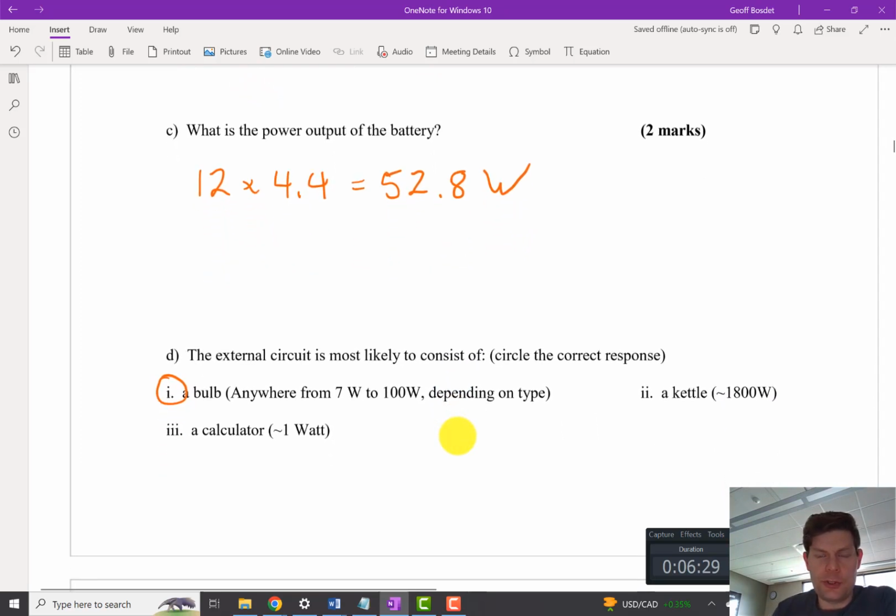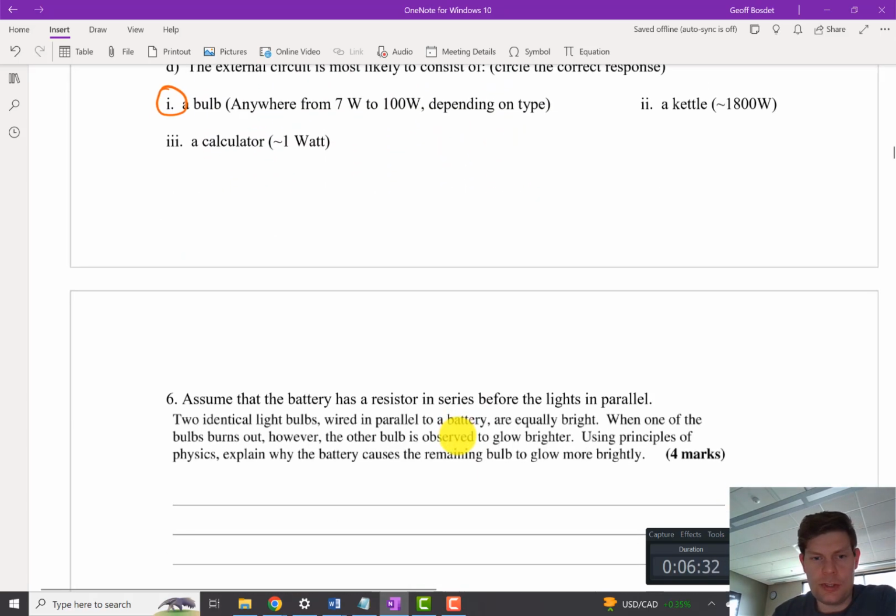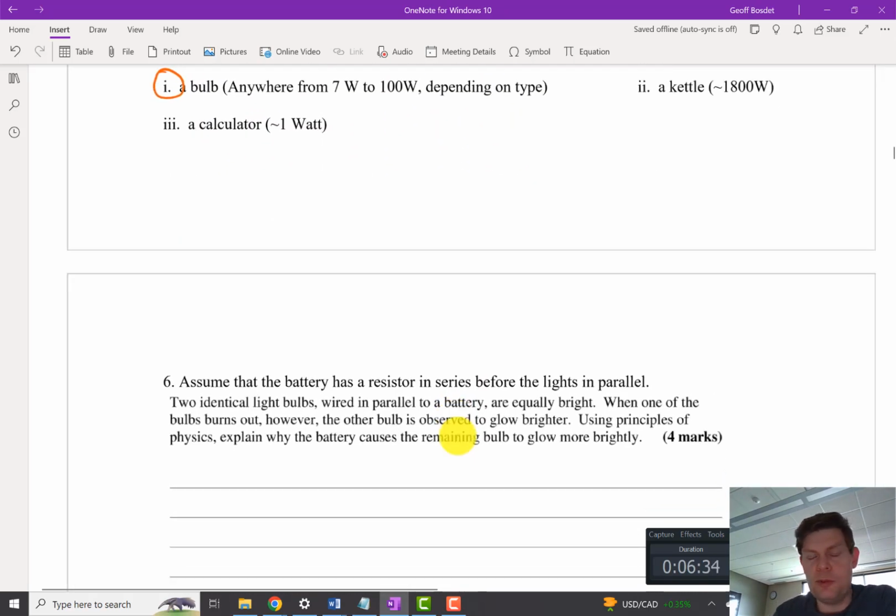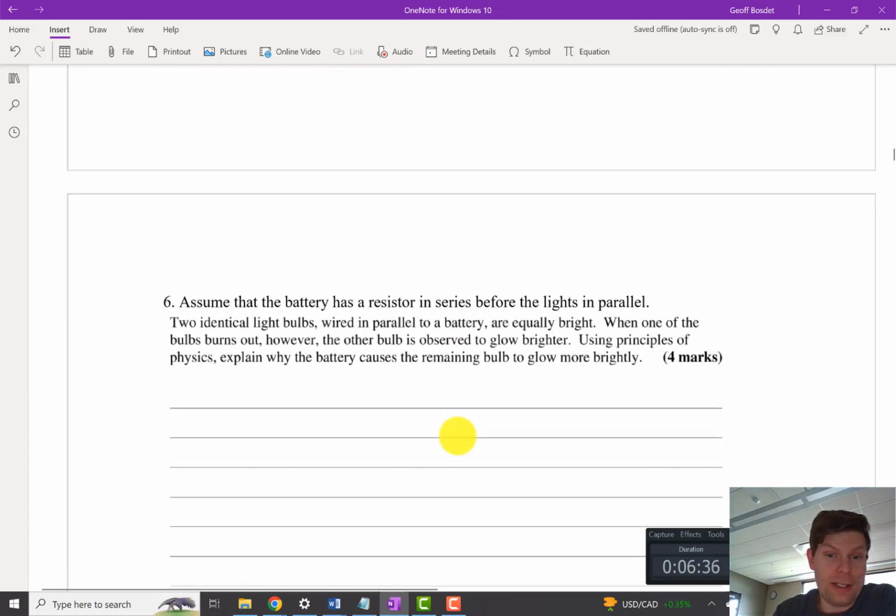So probably an older school bulb, because these questions are old. These days it would probably be more like 7 watts for the same amount of light, which is kind of cool.